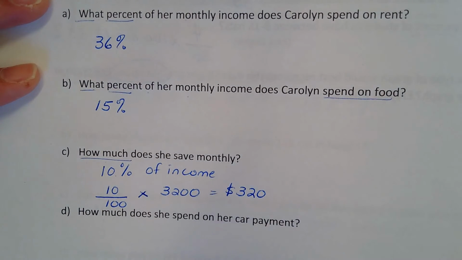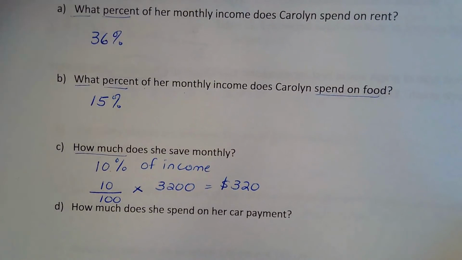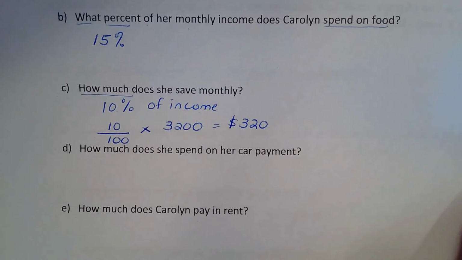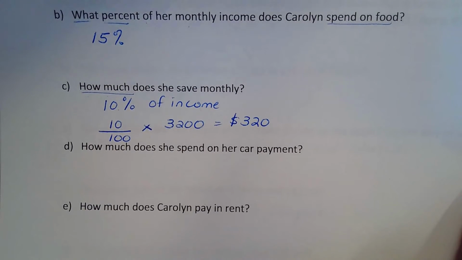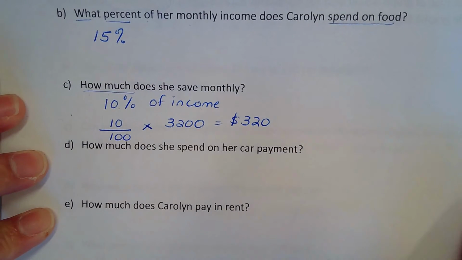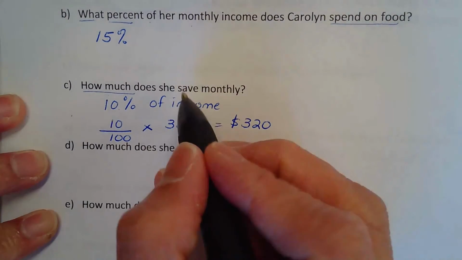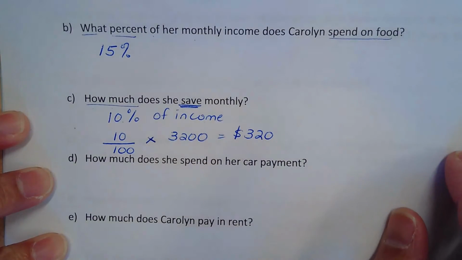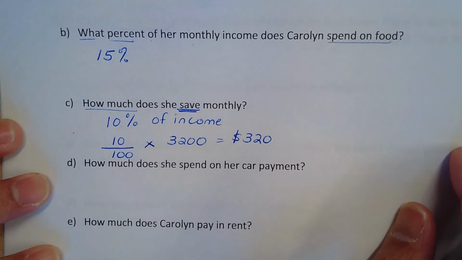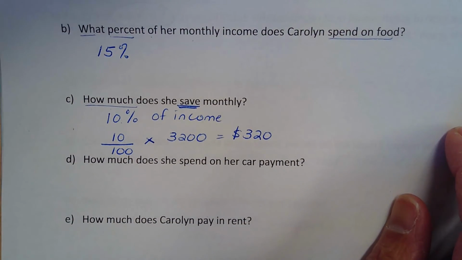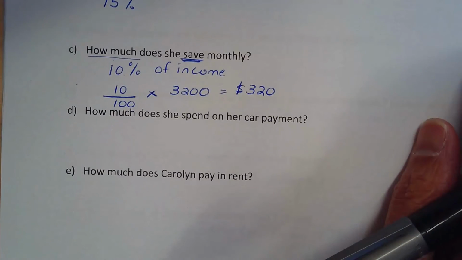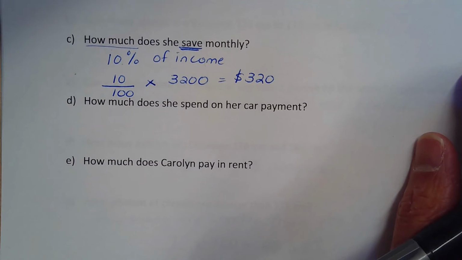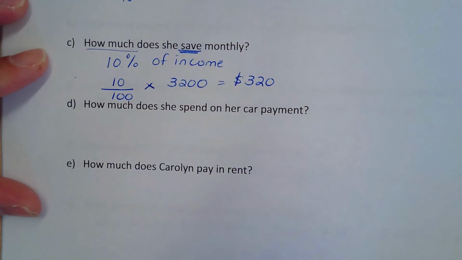$320 a month. That's quite big. Huh? That's pretty cheap, is it, compared to what we pay for our rent? Oh, that's for all of her savings. Yeah, I'm sorry. Like she saved $320 every month. Okay. Well, actually, I think you're just reading ahead. You're in letter E.